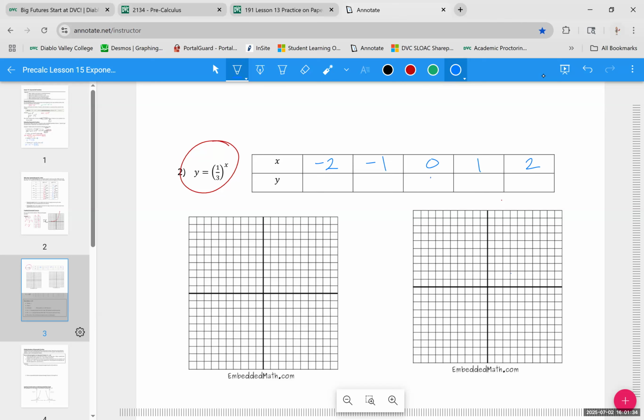So anything to the 0 power is 1, 1/3, 1/9 if I square it. What happens if I raise it to a negative power? Remember, what a negative basically does is flip it. So it becomes 3 squared. What about to the -1 power? Flip it, raise it to the first.